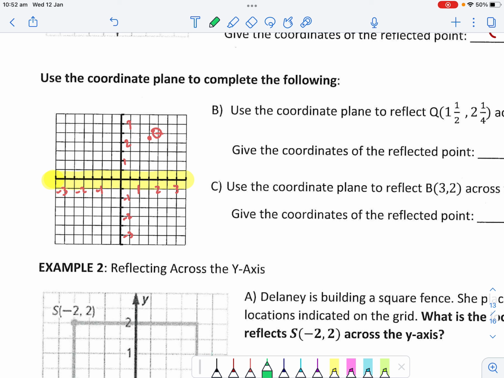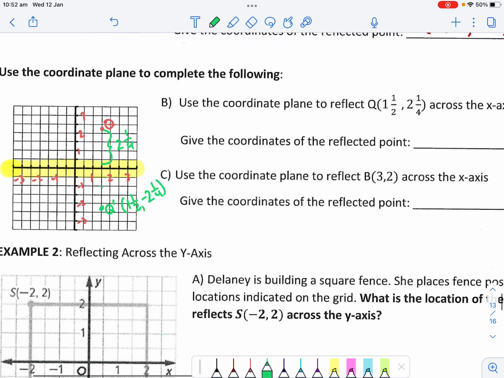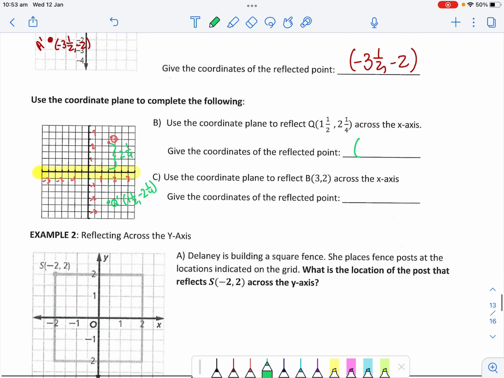And I want to reflect it over the x-axis. So I'm going to count the spaces that I am away. So I'm actually 2.25 spaces away. So this is 2.25. So I want to go 2.25 to the other side. So 1, 2, and then 0.25. So this is going to be Q prime. And I am at 1.5, -2 and 1/4. So to give the coordinates of that reflected point, I'm at 1.5, -2 and 1/4.